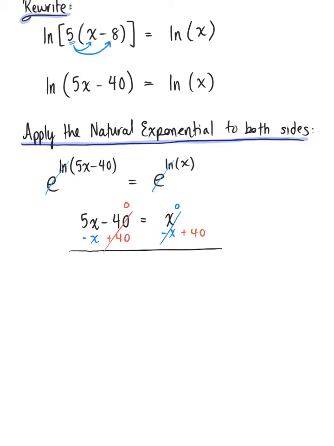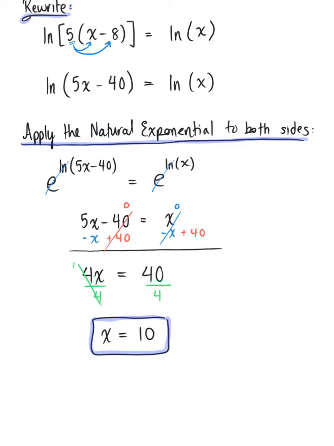So we have 5x minus x leaves us with 4x, and this is equal to 40. Beautiful! So now I have 4x equals 40. And so to isolate that x, we are going to divide both sides of this equation by 4. So 4 divided by 4 cancels itself out to 1, leaving us with x is equal to 10. And this is our beautiful final answer.